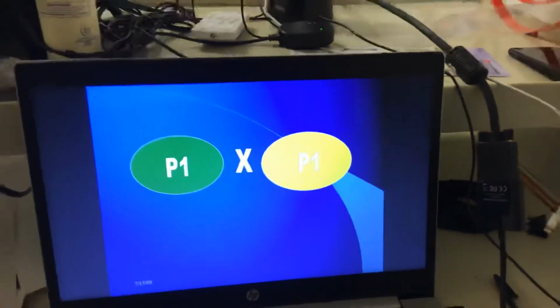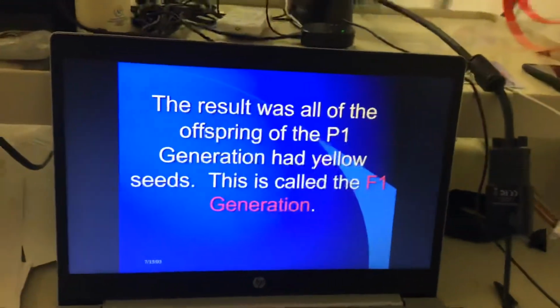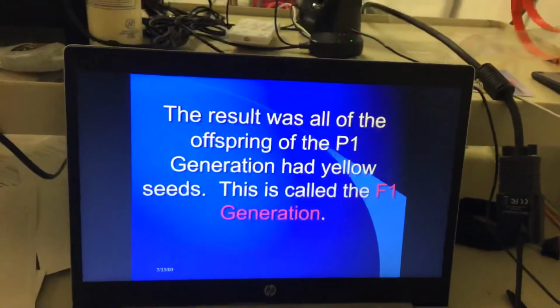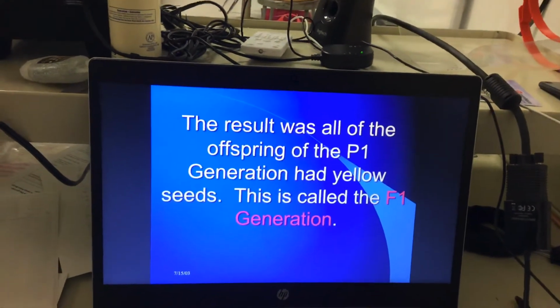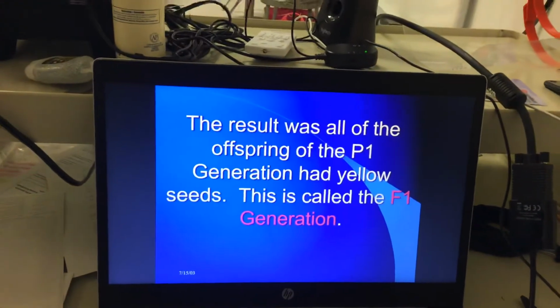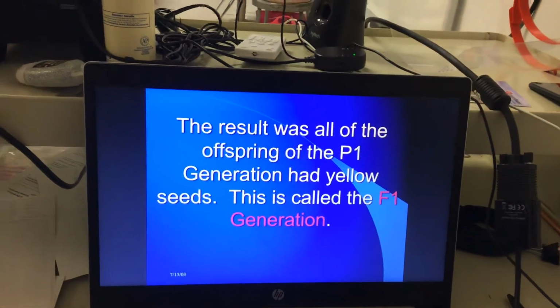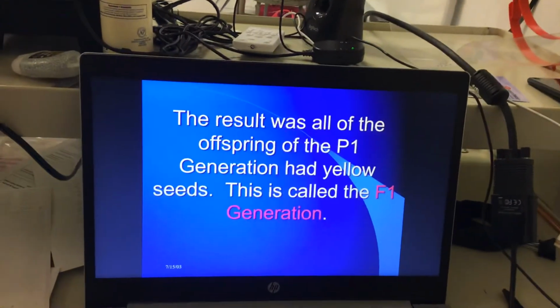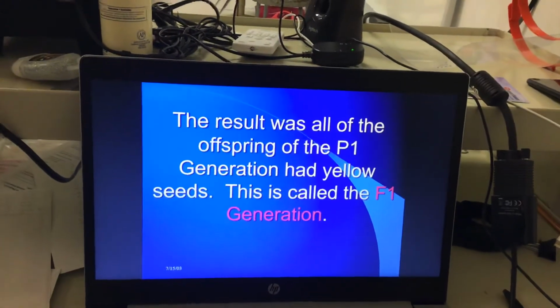Go ahead and write this down. The result was all the offspring of the P1 generation had yellow seeds. This was called the F1 generation. I think of it as family 1 generation. So he crossed a green-seeded plant with a yellow-seeded plant, and he got all yellow seeds.